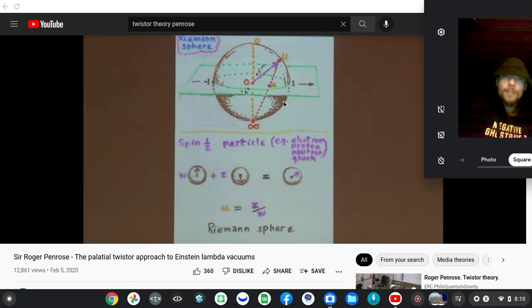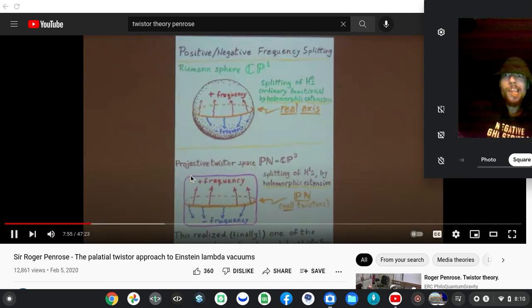Now, I hope I can remember what's on the next slide. Another thing about the Riemann sphere, which is fundamental to the origins of twistor theory, is the idea of the splitting of the amplitude into both positive and negative frequencies.